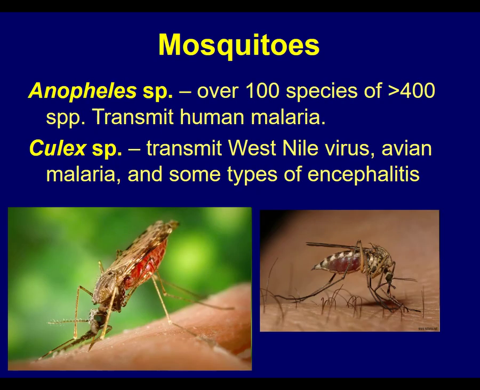Okay, just a little focus on two of the common mosquitoes you may see around here. Anopheles is a pretty nasty one. It's responsible for transmitting the disease that causes malaria. And then Culex is another mosquito species, and that transmits a lot.